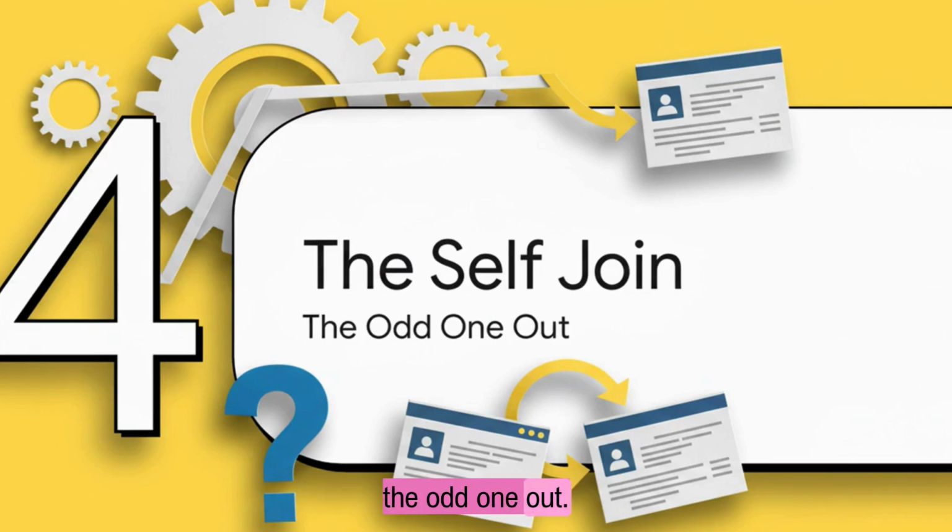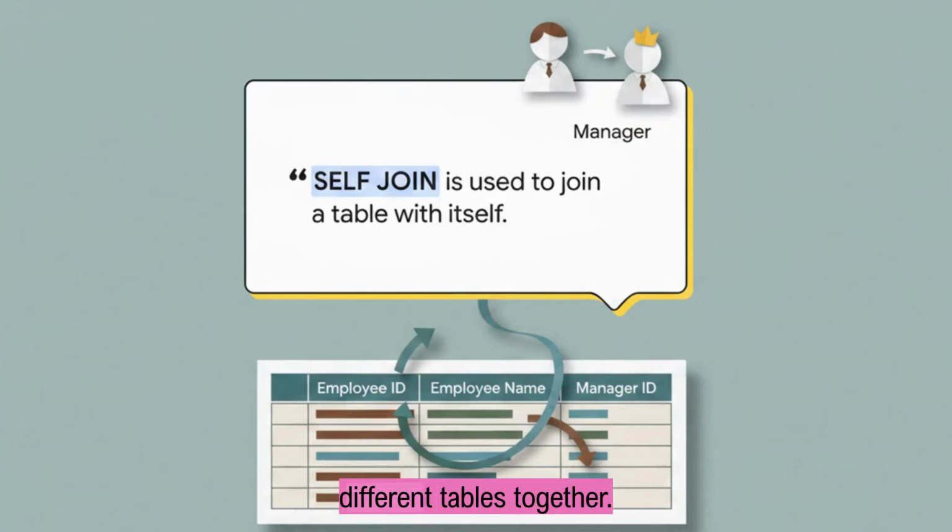Moving on to Section 4, Understanding the Self-Join. This is kind of the odd one out. So far, we've been joining completely different tables together. But the self-join requires a total shift in how we think. It is literally used to join a table with itself. Now, why on earth would you do that?